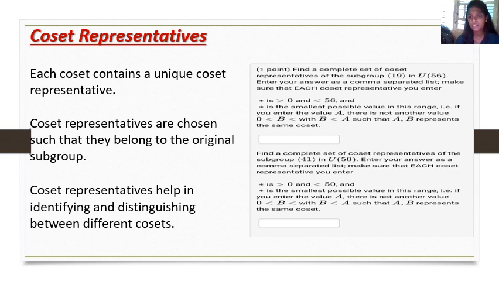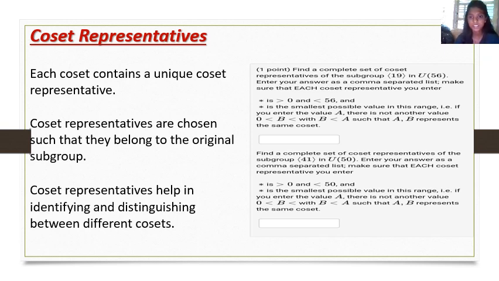Find a complete set of coset representatives of the subgroup ⟨41⟩ in U(50). Enter your answer as a comma separated list. Make sure that each coset representative you entered is valid. This is the second example.